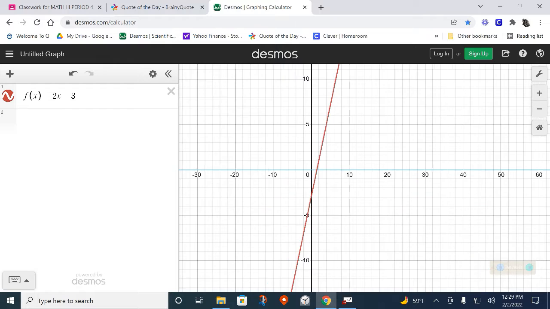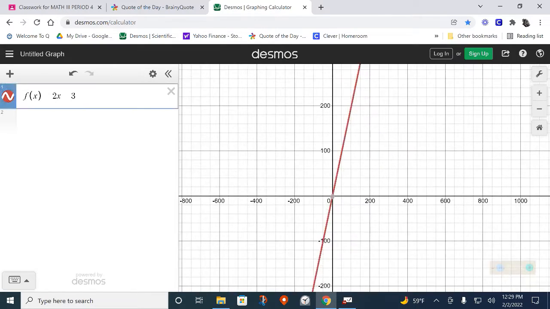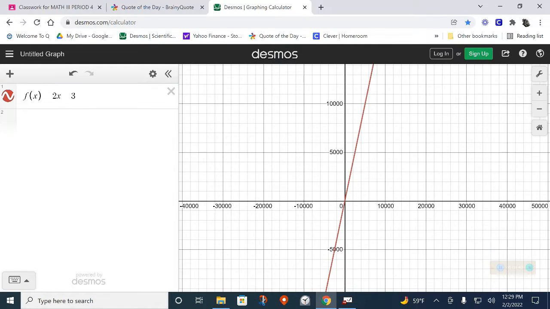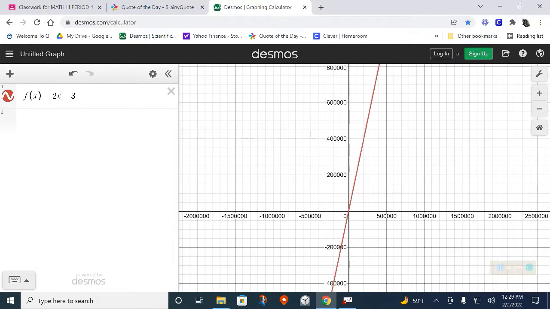If I zoom out, look at me zoom out. This thing's going on to infinity. I'm zooming out like a helicopter view, space shuttle view. Look at it. Look how big those numbers are getting. X is 228,000. Then that means f of x is 455,997. Look at all these ordered pairs. An infinite amount of ordered pairs for this function.